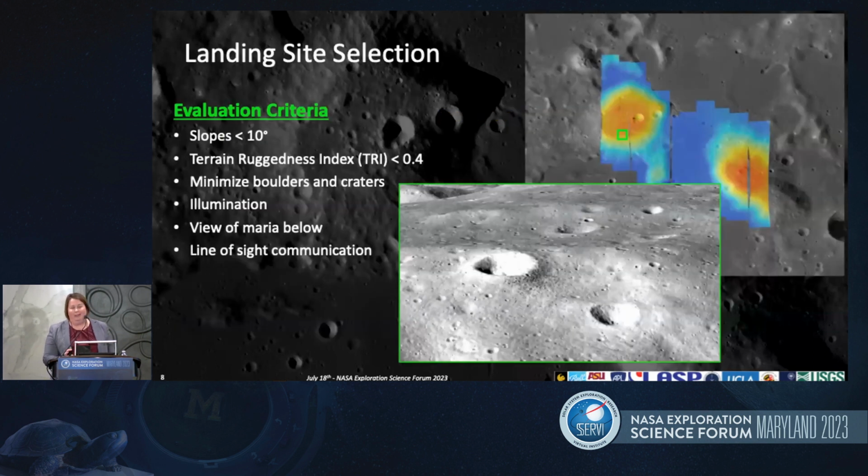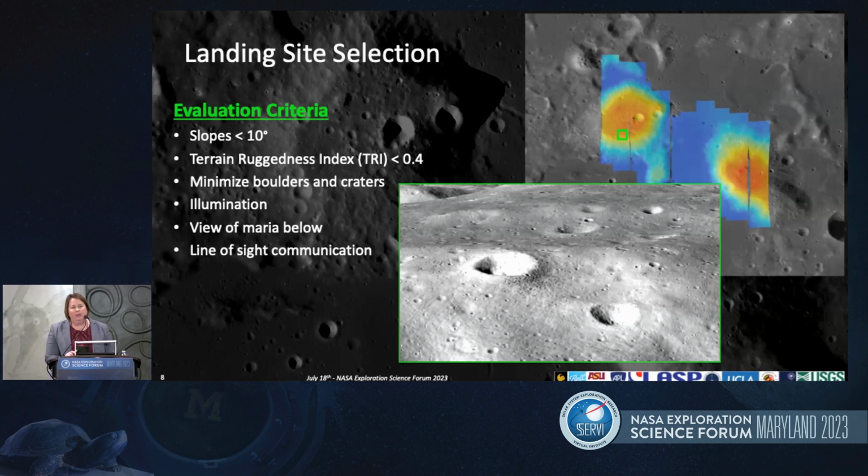Now, on top of working on our instrument development as we proceed towards CDR in December of this year, we've also been working really hard to look at the wide range of orbital observations that we have of the Gruithuisen domes and start picking our landing site. Using the evaluation criteria that we see here on the left, we've identified a location on the Gamma Dome for our landing site. You can see here in the upper right this green box near the edge, highlighting this zoomed-in perspective view of the area that we're most interested in.